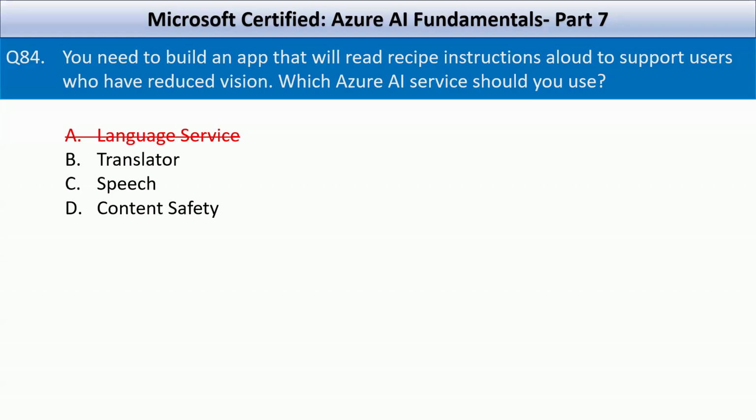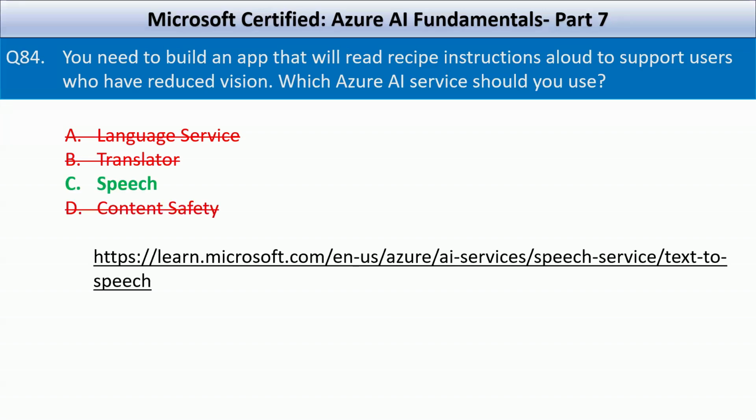Translator, as we saw in the previous question, translates text between languages. So again, it is not suited for the requirement in this question. To read recipe instructions aloud, you need text to speech capability, which is part of the Azure Speech service. It converts written text into natural sounding spoken words, perfect for helping users with reduced vision interact with content audibly. Now, friends, the remaining service, Content Safety, is incorrect; it detects harmful or offensive content.